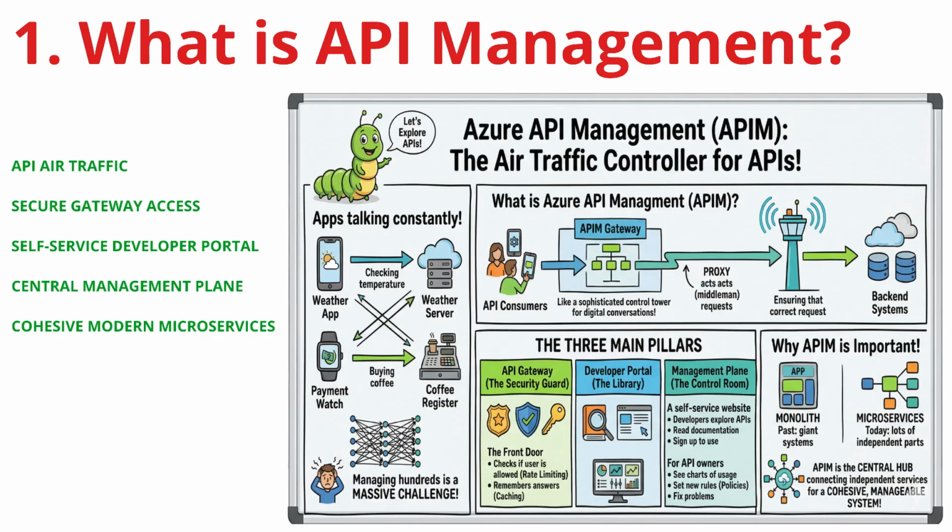Why is this so important? Modern applications are moving from massive, complex monoliths to dozens of small, independent microservices. APIM acts as the central hub, bringing these pieces together into one cohesive and manageable system.